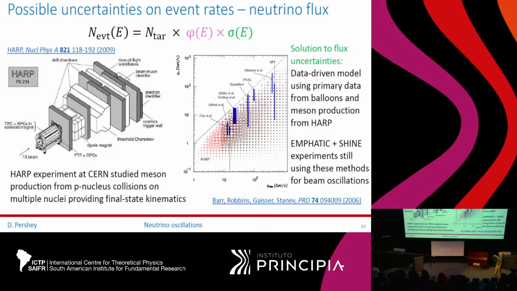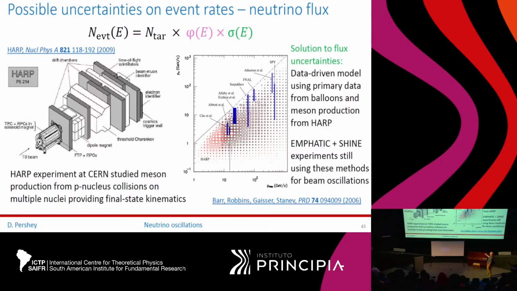And this is sort of a look at what the HARP parameter space was able to do. They were looking at a very large range of primary momenta, anywhere from about 1 to 1,000 GeV of momentum on the x-axis. And this is the momentum of pions that are produced in those interactions, again going from about 100 MeV up to the total energy of the primary.